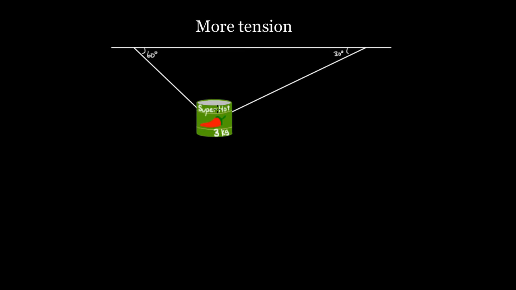You bought a huge aluminum canister of super hot red peppers, 3 kilograms worth, and you hung them from 2 strings from the ceiling because you don't want anyone to get your super hot red peppers. And you wanted to know, what's the tension in both of these strings? If this is the angle that the strings make with the ceiling, what are these two tensions?